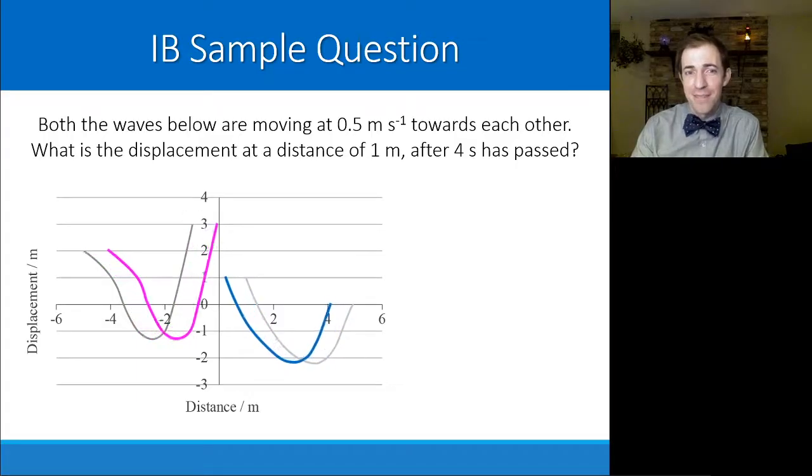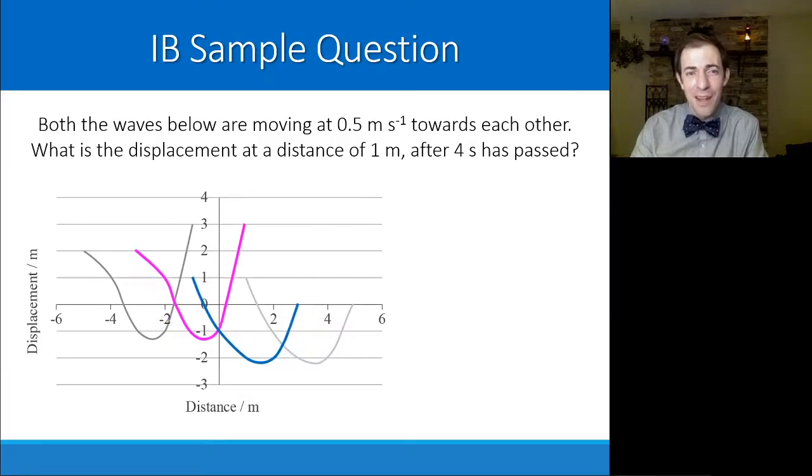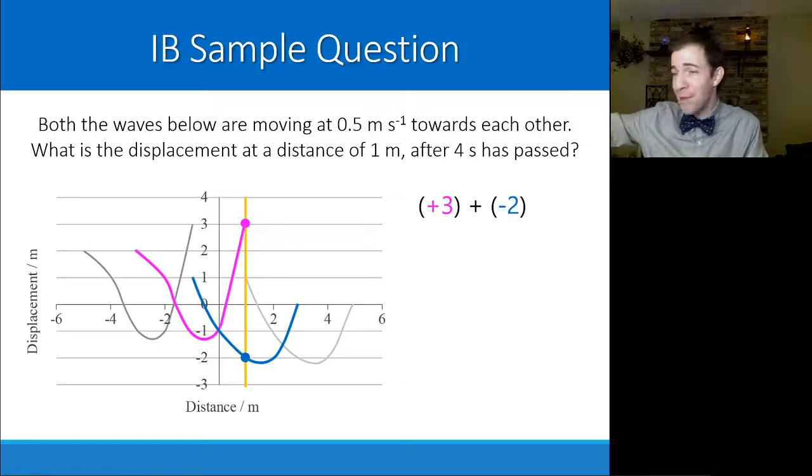After 2 seconds, another 0.5, another 0.5, and then here's where they are exactly 4 seconds later. The question is asking, what is the displacement overall at a distance of 1 meter? Well, a distance of 1 meter is showing up right here. This pink wave is at +3, and the blue wave is at -2. If I find their superposition, that +3 and that -2 results in a superposition of +1.